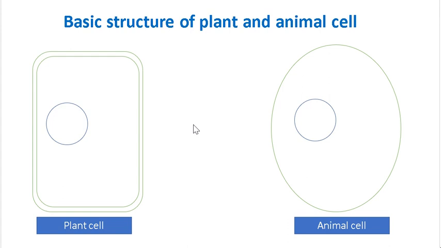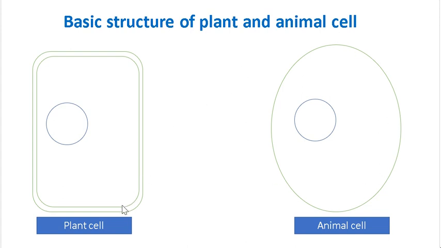Hello students. So today through this video I will be discussing the basic structure of a plant and animal cell. Okay, so the cell is the structural and functional unit of all organisms. And if we observe the cell structure, it is mainly enveloped by a structure called the cell membrane.